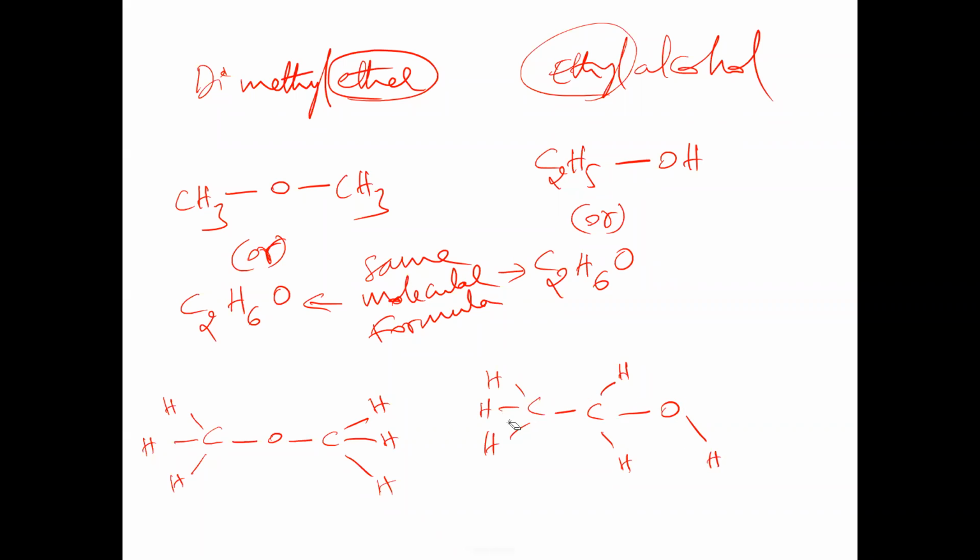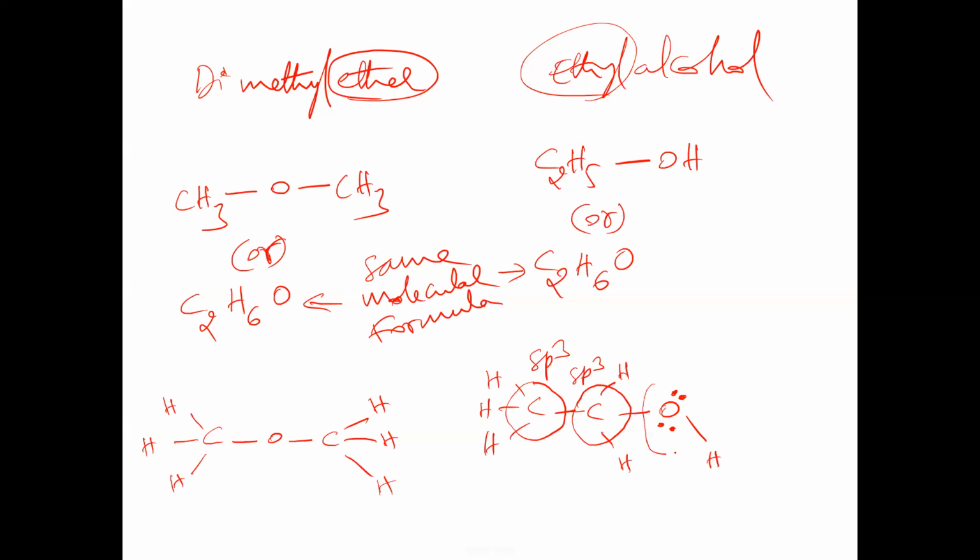Is that clear? See, this carbon has how many bonds around it? 4 bonds. This carbon has how many bonds around it? 4 bonds. This oxygen has how many bonds around it? 2 bonds. If oxygen has 2 bonds around it, how many lone pairs will be on it? 2 lone pairs. Now, what is the type of hybridization on this carbon atom? sp3, because all are single bonds.